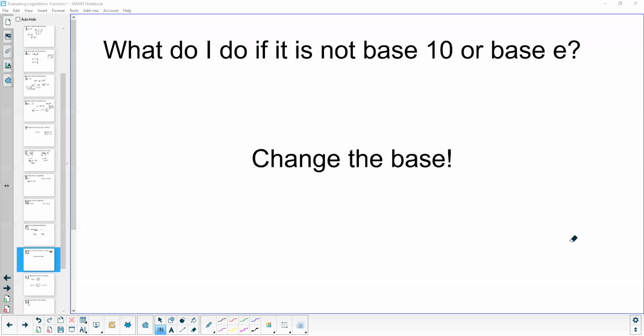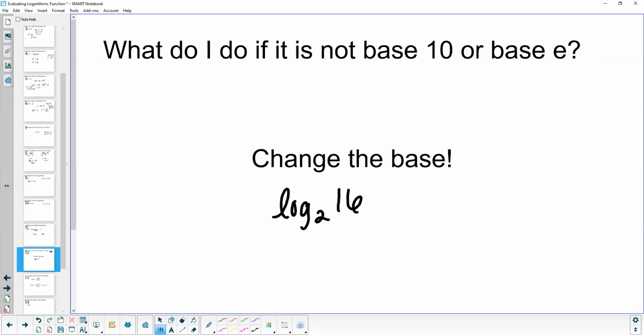Hi, this is Mrs. Kidman, and in this video, we're going to be discussing how we can evaluate logarithmic expressions when they don't have a base of 10, they don't have a base of e, and they don't go in perfectly. So we've looked at some examples of things where a logarithmic function has a different base, but it goes in perfectly. For example, the log base 2 of 16.